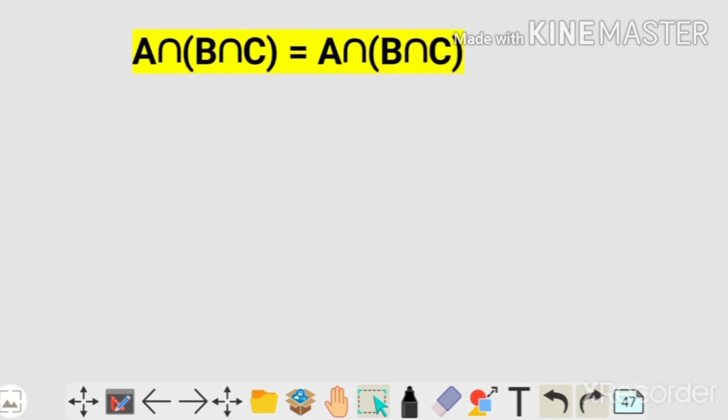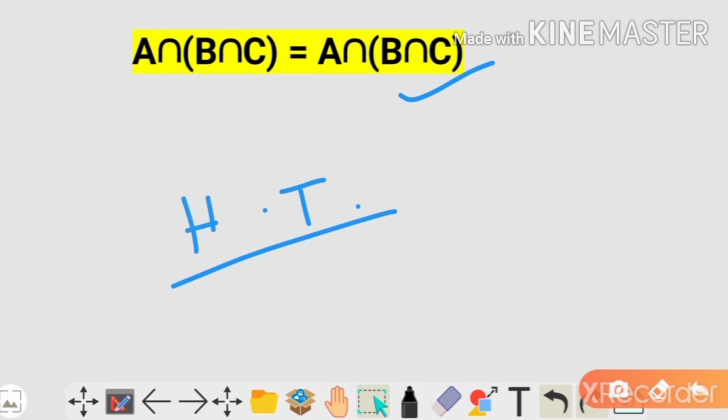Okay, so I'm not going to prove this second intersection law. It's going to be your home task. But if you face any problem regarding this proof, then you can comment in the comment section. I will make a separate video on it.